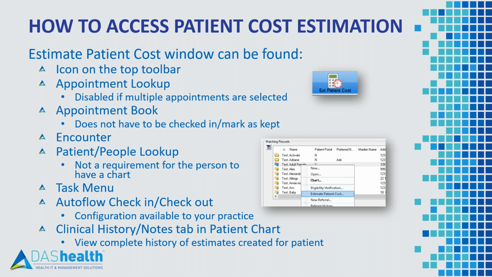We'll also see that this tool is available when we're looking at encounters, for example, our encounter lookup. We're able to right-click when we're viewing an encounter and access the tool. You can also use our patient or people lookup windows to access this tool. So if there isn't an appointment scheduled, or you're not in the chart already, and you just want to look up the patient, you can do that. And I should say not just patient, the person record as well. Just a note, it's not a requirement to have a chart to be able to generate this estimate.